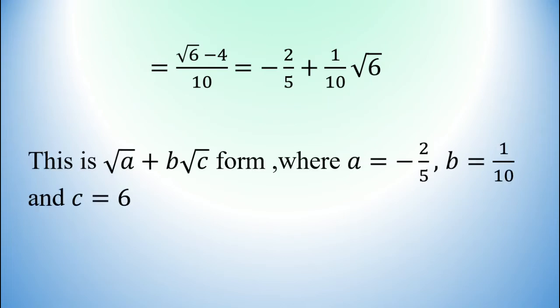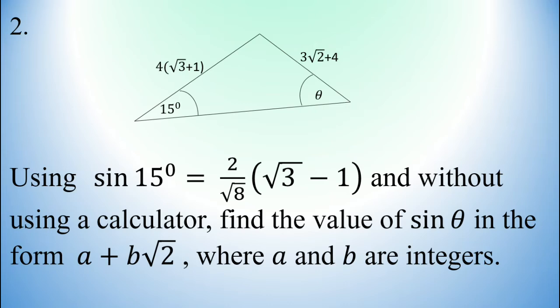Then you should define what a, b and c are. This is the form root a plus b root c, where a is equal to minus 2 upon 5, b is equal to 1 upon 10 and c is equal to 6. Right? Let's move to the second problem.